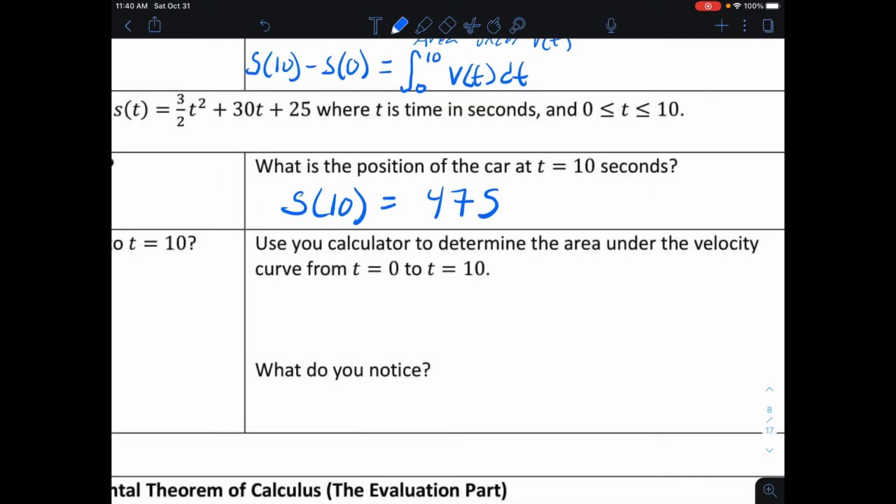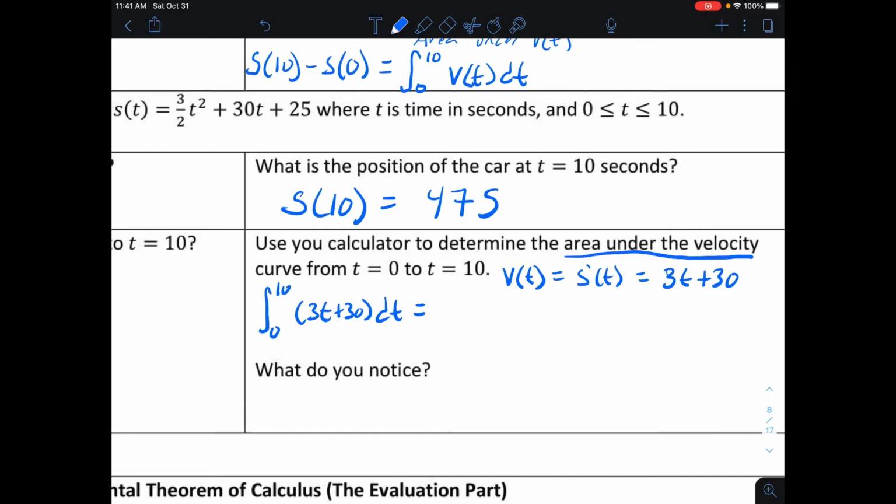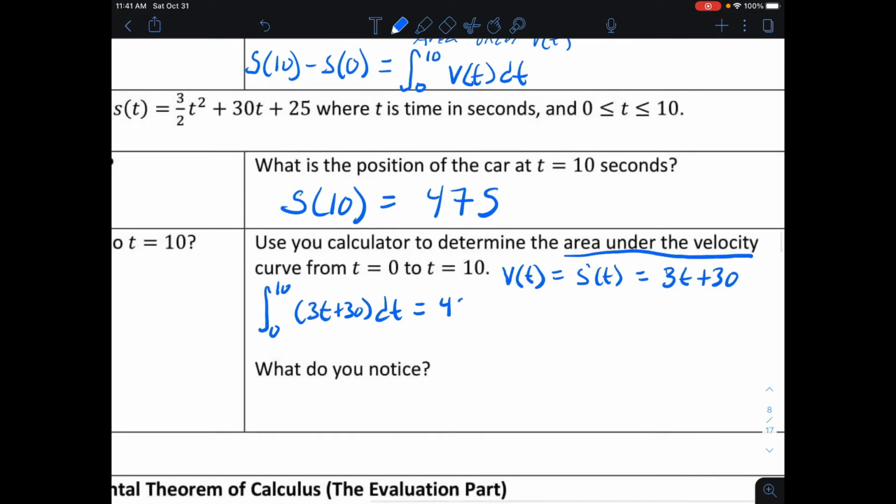All right, let's look at this last problem here on the bottom right. Use our calculator to determine the area up underneath the velocity curve from 0 to 10. All right, well, in order to do that, we would have to first find our velocity function, which velocity would be the derivative of my position function. So I'd take the derivative of s. And so the derivative of s, we would wind up getting 3t plus 30. And so what we would do to find the area up underneath the velocity curve is we would simply integrate our velocity function from 0 to 10. And so of 3t plus 30 dt. And we would type that into our calculator, and we would get a value, and we get 450.